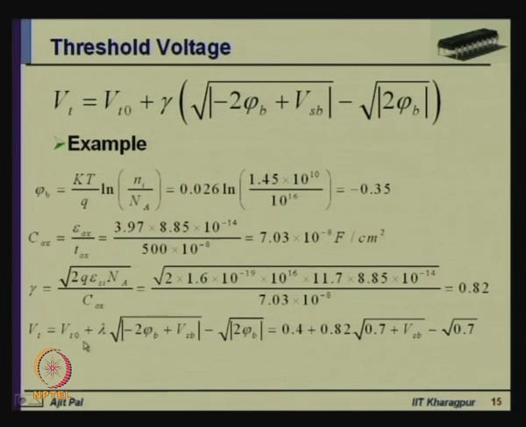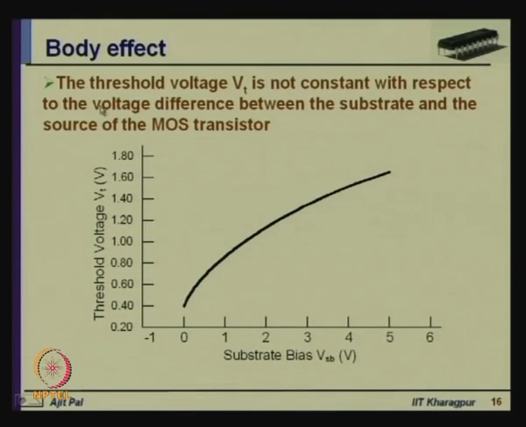Now, you can vary VSB to get different values of threshold voltage. So, threshold voltage Vt is not constant with respect to the voltage difference between the substrate and the source of the transistor. As you can see, using that expression, the threshold voltage can change as you change the substrate body bias.